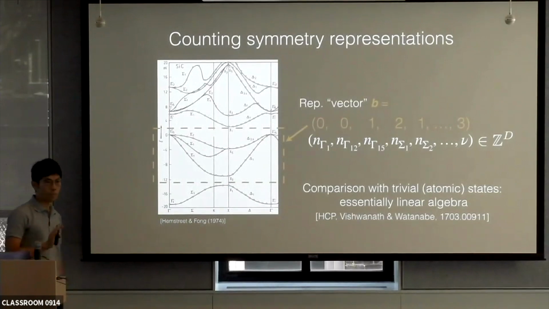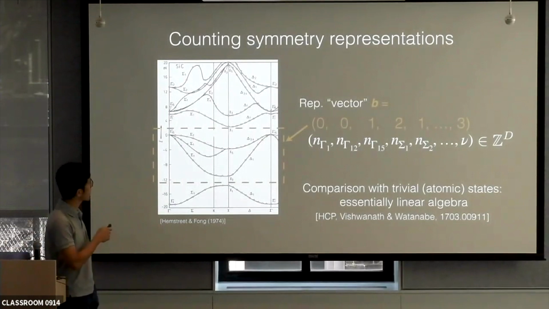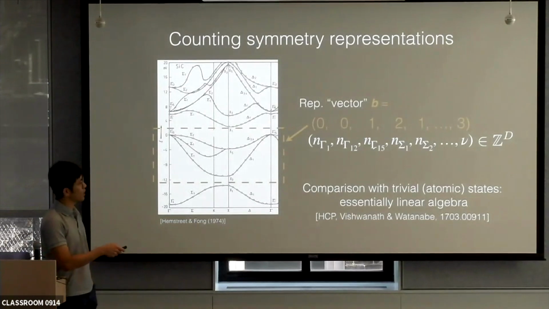But for our purpose today, all you really want to do is a simple counting. I've boxed here a set of bands that are isolated from above and below by some band gap. Then all I'm going to do is look at the gamma point, and there are 3 possible choices in terms of representation. It can be gamma 1, gamma 1,2, or gamma 1,5.